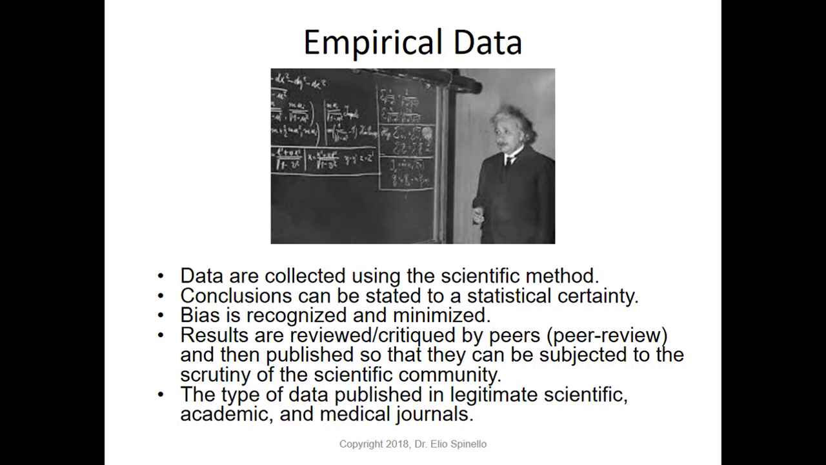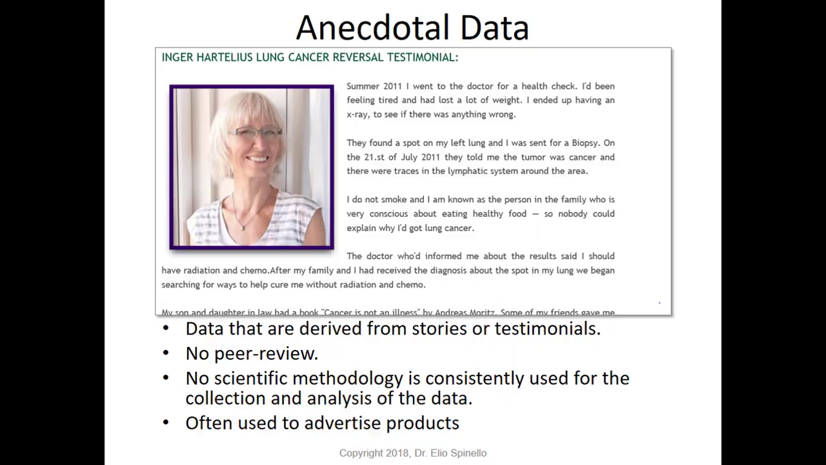So this is the idea of empirical data. So typically empirical data is a good thing in our environment here. Now the alternative to that is anecdotal data. So anecdotal data is basically what is not empirical. The word anecdotes comes from the idea of just stories. So anecdotes are stories. Anecdotal data comes from word of mouth.